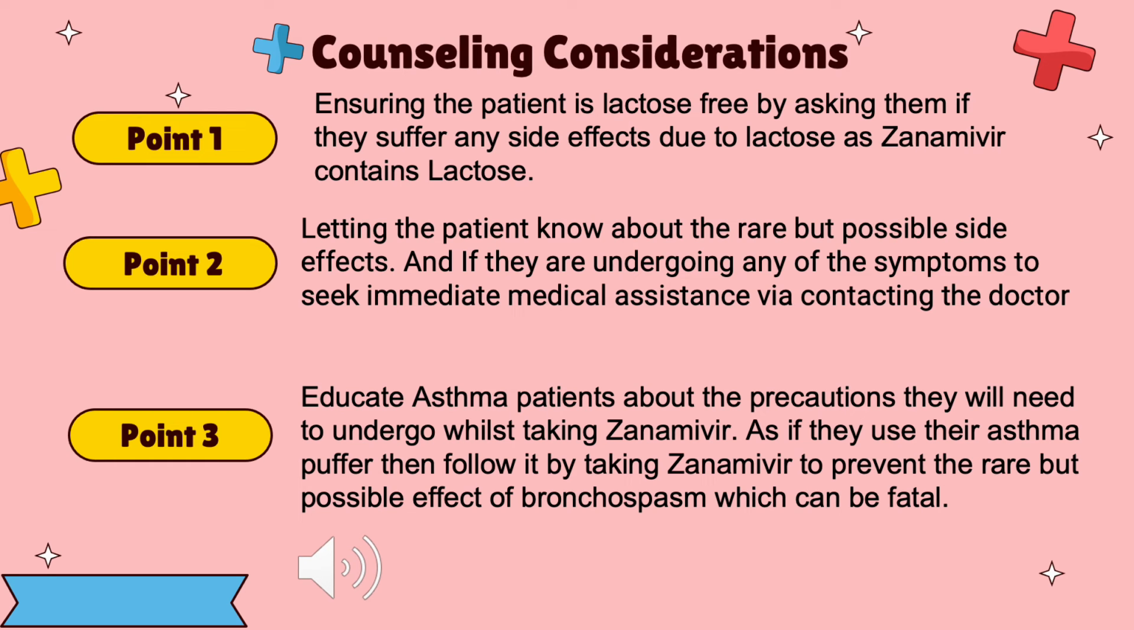Several key counseling points should be communicated with the patient using this drug. For example, number one, ensuring the patient is lactose-free by asking them if they suffer any side effects due to lactose, as Zanamivir contains lactose. Number two, letting the patient know about the rare but possible side effects, and if they are undergoing any of the symptoms, to seek immediate medical assistance via contacting the doctor. Number three, educate asthma patients about the precautions they will need to undergo while taking Zanamivir, as if they use their asthma puffer, then follow it by taking Zanamivir to prevent the rare but possible effect of bronchospasm, which can be fatal.